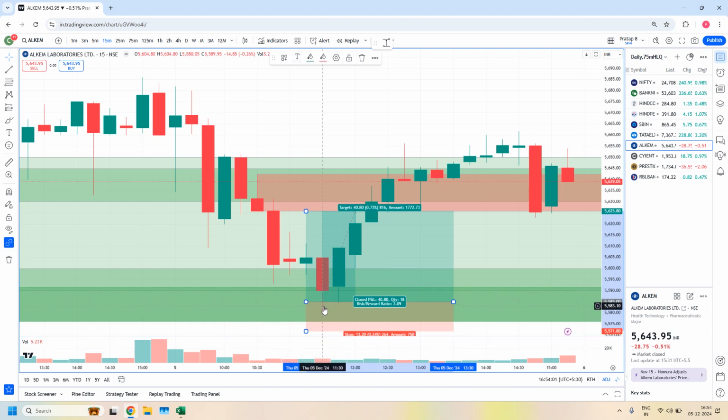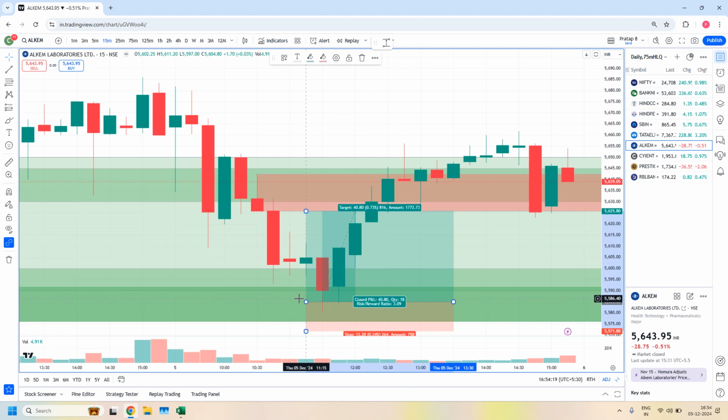See today, luckily prices enter into this area, we got the trade. Because we got the trade, finally it reached the target. This is how you should plan. If the risk is high, because of that you are not getting RR, what you have to do? You have to take a deep entry.